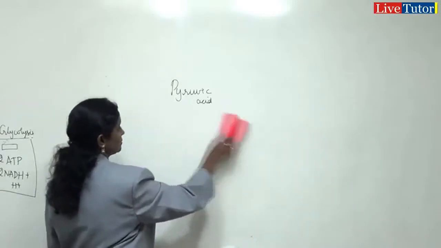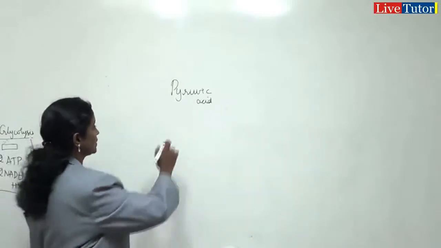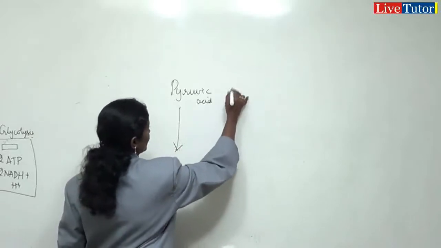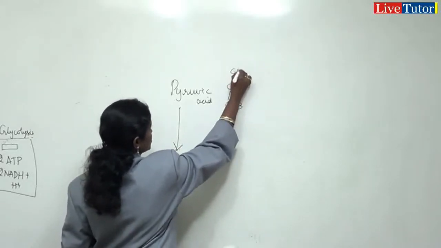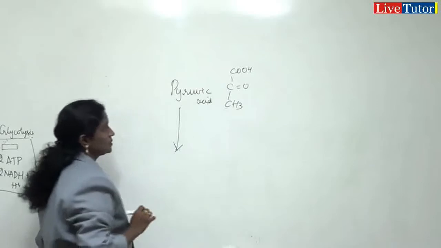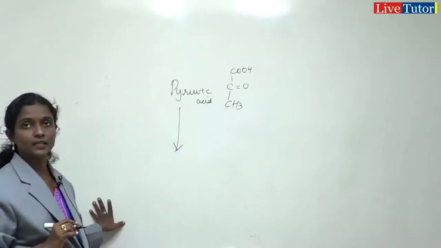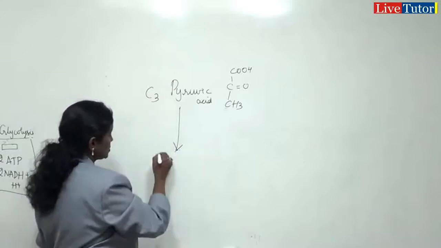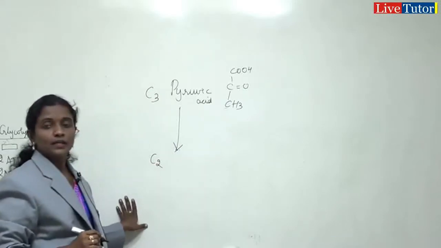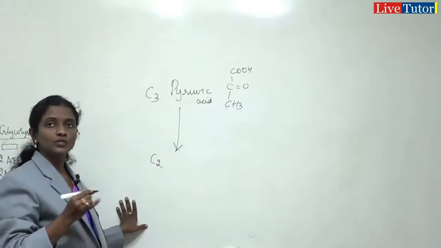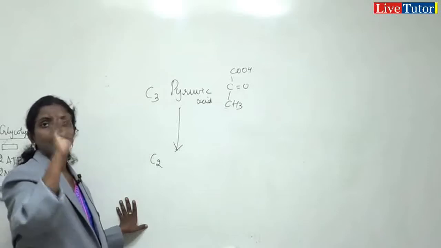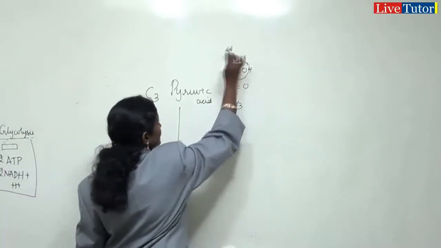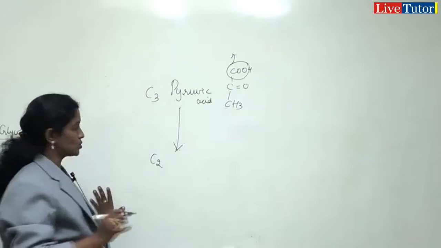So the first step, the pyruvic acid will be converted to CH3COS-CoA. Here, pyruvic acid is going to get converted from C3 carbon to C2 carbon. So if C3 carbon is going to get converted to C2 carbon, one molecule of carbon dioxide should go out. So this molecule of carbon dioxide will be liberated.